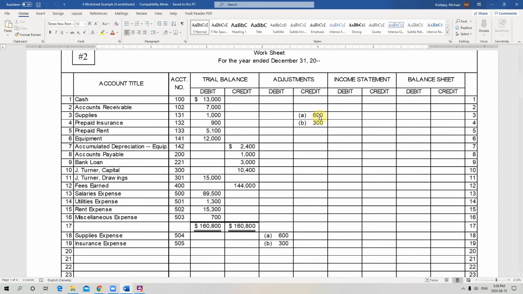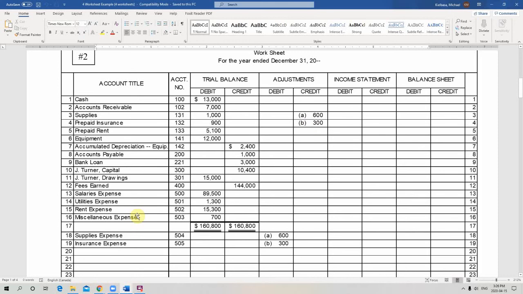Our second adjustment is the adjustment for prepaid insurance. So remember, we used up 1 year's worth of insurance. 3 years when we bought it cost $900, so 1 year was used up, $300. So the adjustment for prepaid insurance is insurance expense. It's not in our original list, so we're going to have to add it to that column. So insurance expense debited for $300 and prepaid insurance credited for $300.